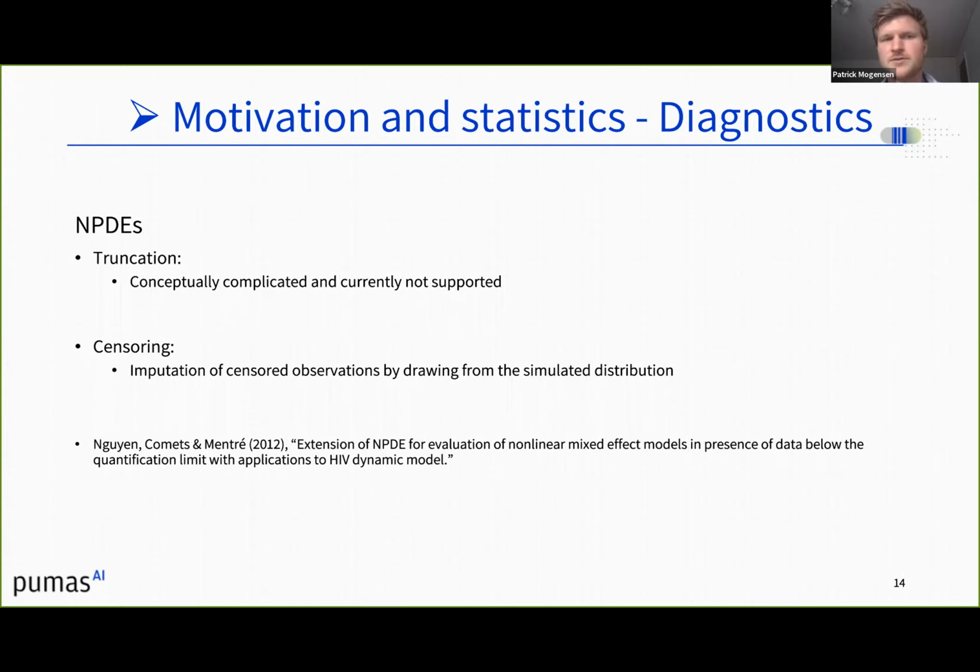An alternative that is also popular in other situations is NPDEs. For truncation, we don't really handle NPDEs for truncated models. It's a bit complicated conceptually, so we don't have that. But I would say that it's much more often the censored case that you want to consider, and we do handle NPDEs for those. So the paper at the bottom describes how to implement it, and we've implemented it like that. So you can use NPDEs to assess the quality of your model in Pumas.